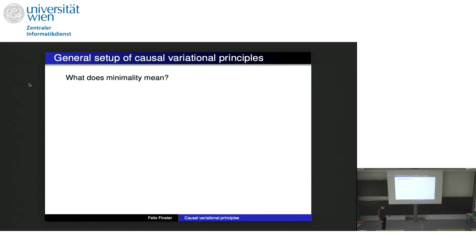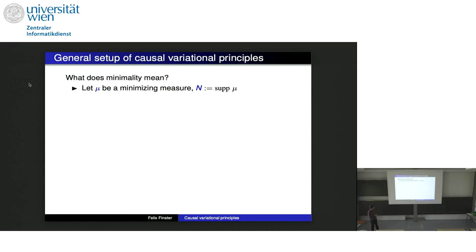Good, so now we have this action principle. We minimize the action. What does this actually mean? This is an important question. In fact, most of the talk will be concerned with understanding what minimality means. One way of understanding is by deriving the corresponding Euler-Lagrange equations. Let me explain how this goes.